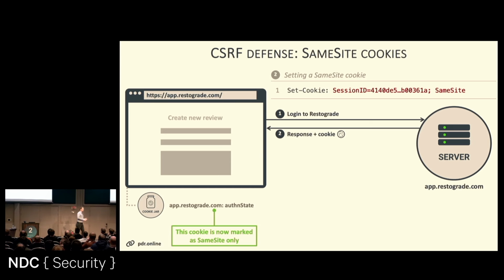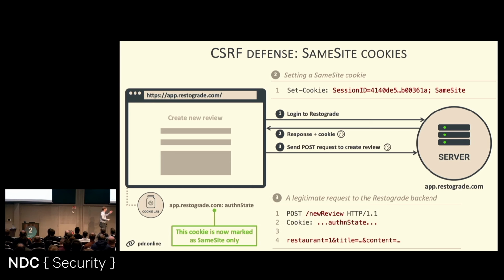So whenever your legitimate application makes a request, it's going to go out, the browser is going to look at the request, like, hold on, it goes to app.retrograde.com. It is same site. Do I have cookies? Oh yeah, this one, and it's same site. Yeah, good enough. Bam. Attaches the cookie, it goes out, and the application knows who you are and creates a review. Everybody happy.